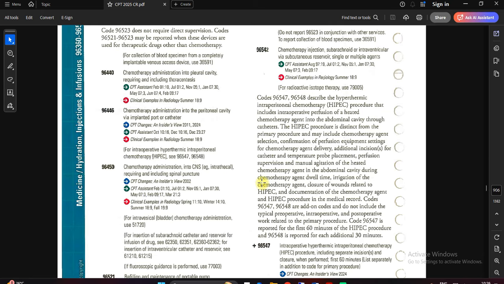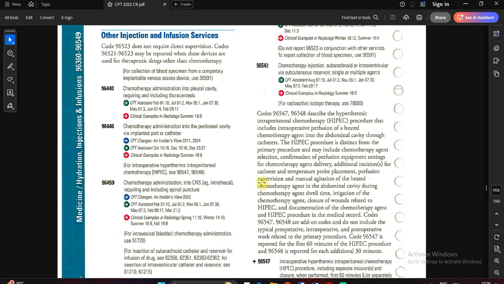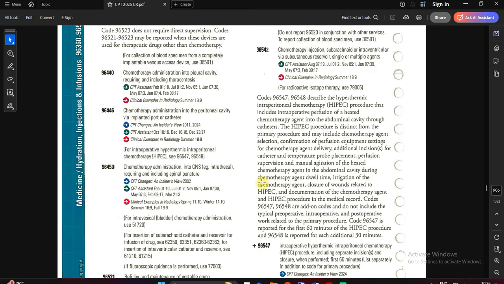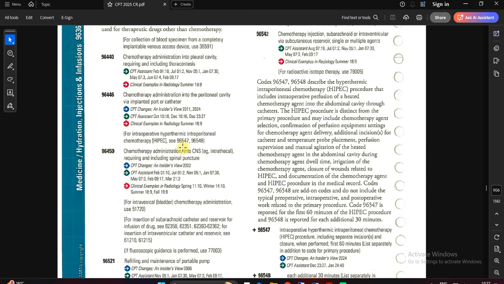We will see now. So 96440, if the patient has chemotherapy administration into the pleural cavity, requiring and including thoracentesis. So here we will not code thoracentesis separately. If the patient has any type of lung cancer or any type of other cancer in the lung area, the physician will inject chemotherapy medication using 96440. Next 96446, chemotherapy distributed in the peritoneal cavity via implanted port or catheter.